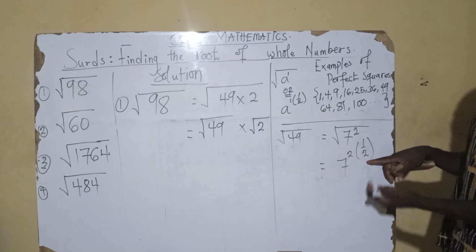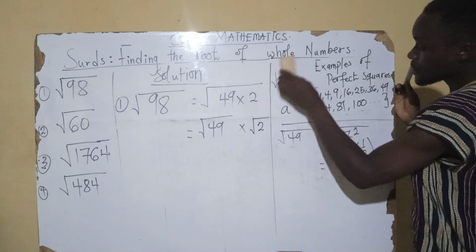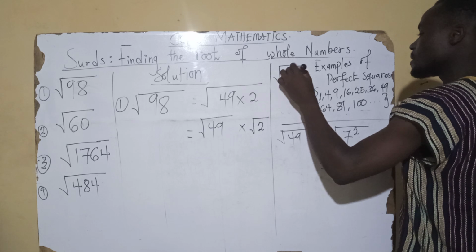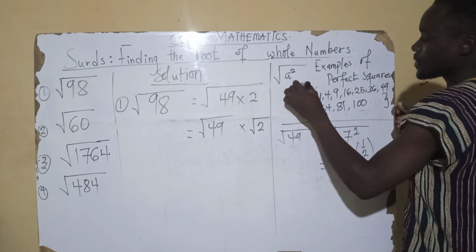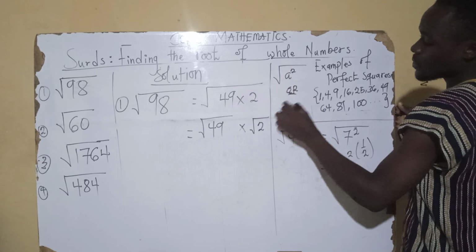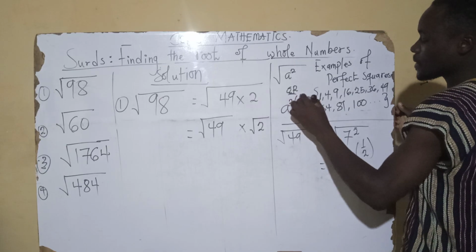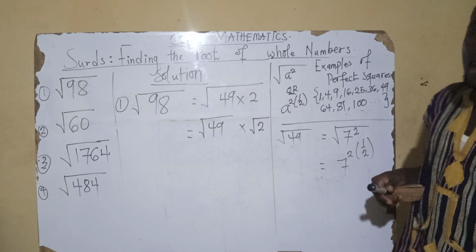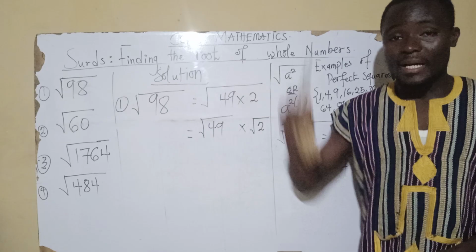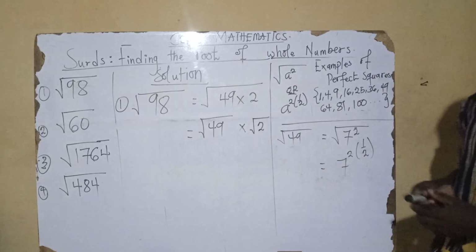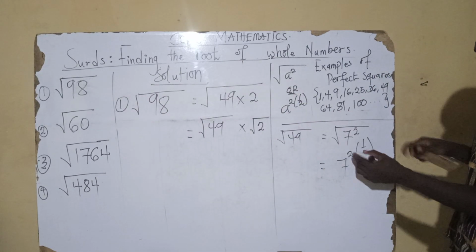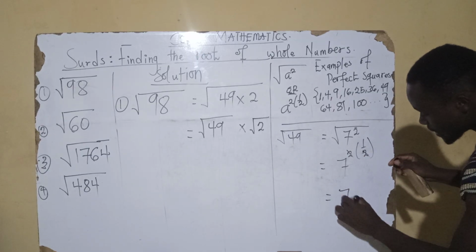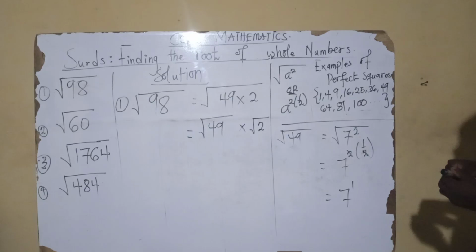Remember here the power is 2. So assuming it's supposed to be a squared, this should have been written as a power 2 or power half. Are you with me? Yes. Any number under the radical sign can be expressed as the number power half. That's what we have over here. Very good. So here, this one will cancel, leaving 7 power 1. Are you with me? Very good.